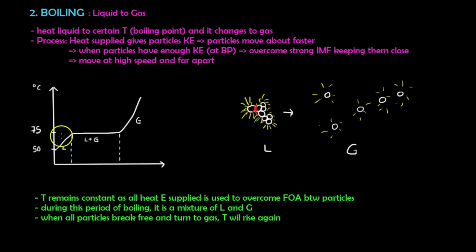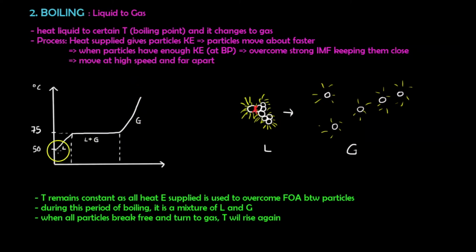Similarly, we have this graph here. So for example, a liquid at 50 degrees Celsius, if I continue to heat it up, it reaches 75 degrees, for example. This is when it's a mixture of liquid and gas particles. Because at 75 degrees Celsius, all the heat energy supplied is used to overcome the forces of attraction between the particles. And during this period of boiling, it's a mixture of liquid and gas. Only when all the particles break free from one another, when they can fly and move at high speeds and far apart, the temperature will then rise again.